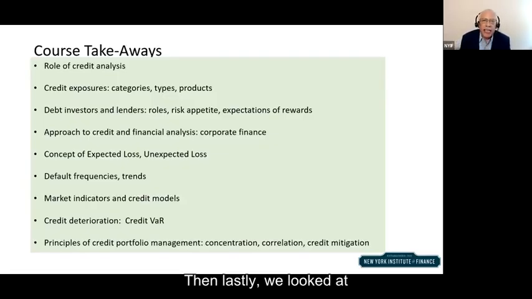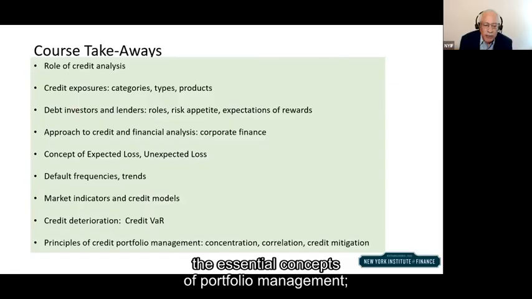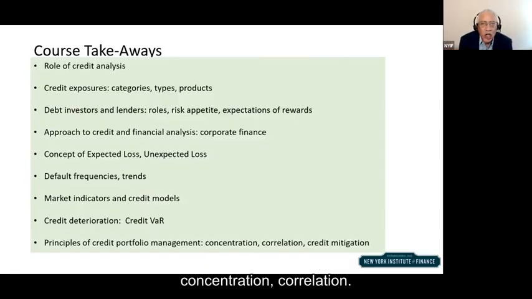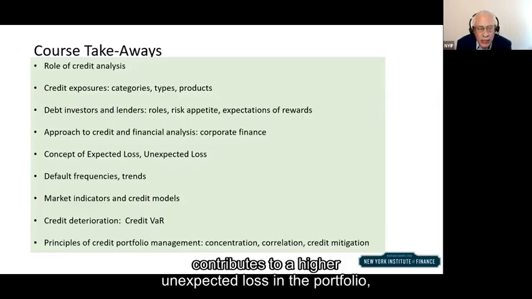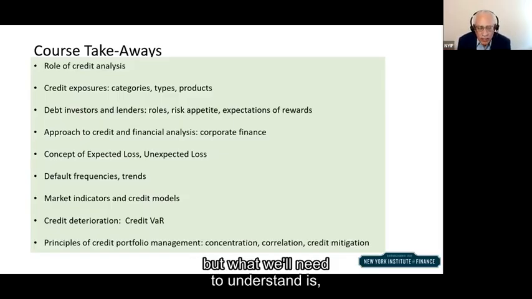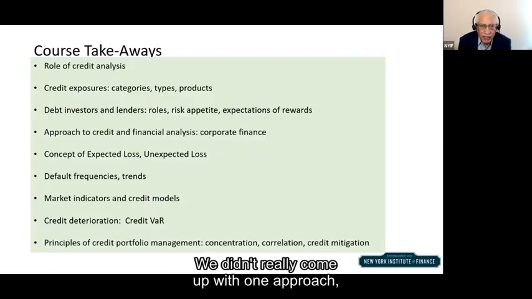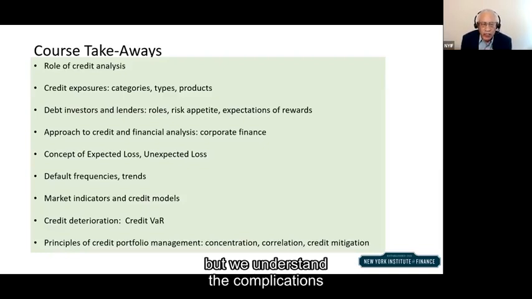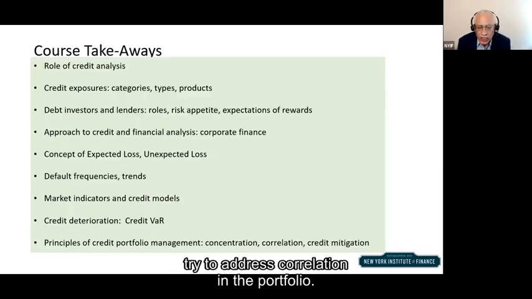And then lastly, we looked at portfolio management, and we talked about the essential concepts of portfolio management: concentration and correlation. We looked at all the complications in our efforts to quantify correlation. We understand how it contributes to a higher unexpected loss in a portfolio. But what we need to understand is what approach we can take to look at correlation. We didn't really come up with one approach, but we understand the complications, as long as we understand the impact and at least try to address correlation in the portfolio.